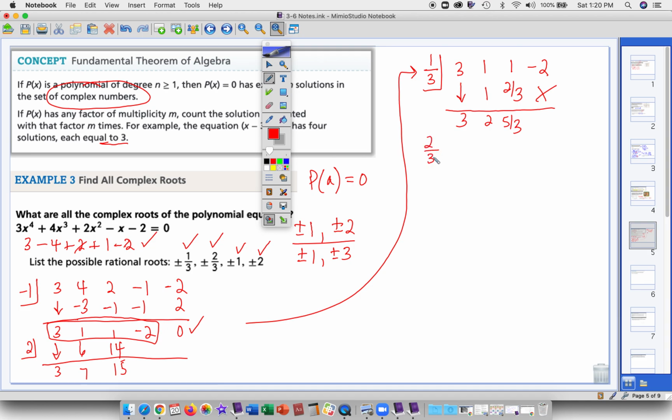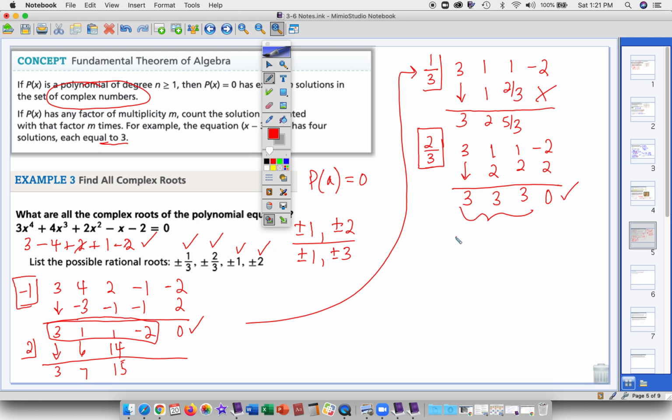Okay, let's just stick with the positives. It's good to keep some kind of order. And if this doesn't work, then we have to try the negatives. Okay, 2/3 of 3 is 2. Add them up. All right, good. Okay, this is really good because now we've found 2 zeros. 2/3 is a 0, and -1 is a 0.